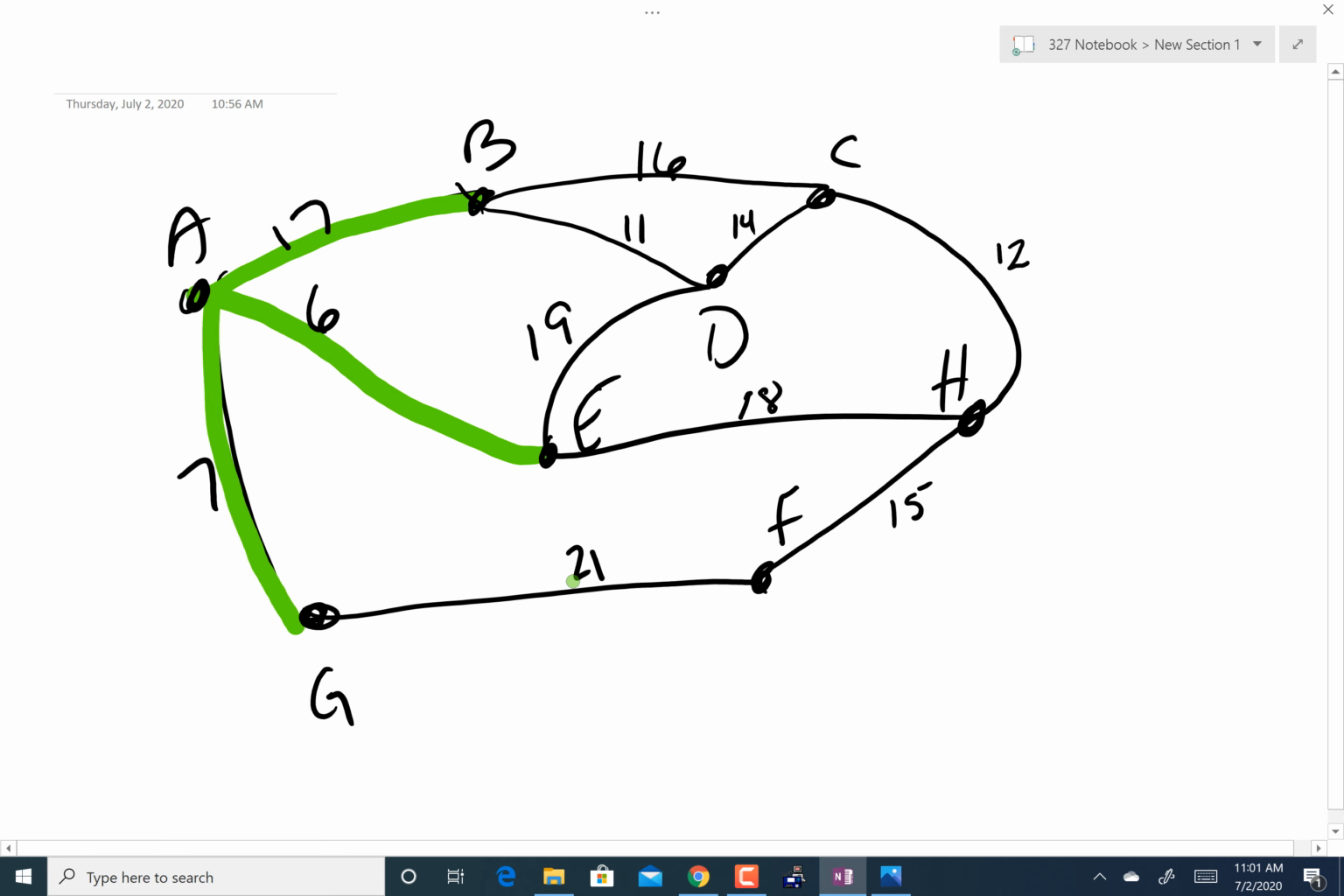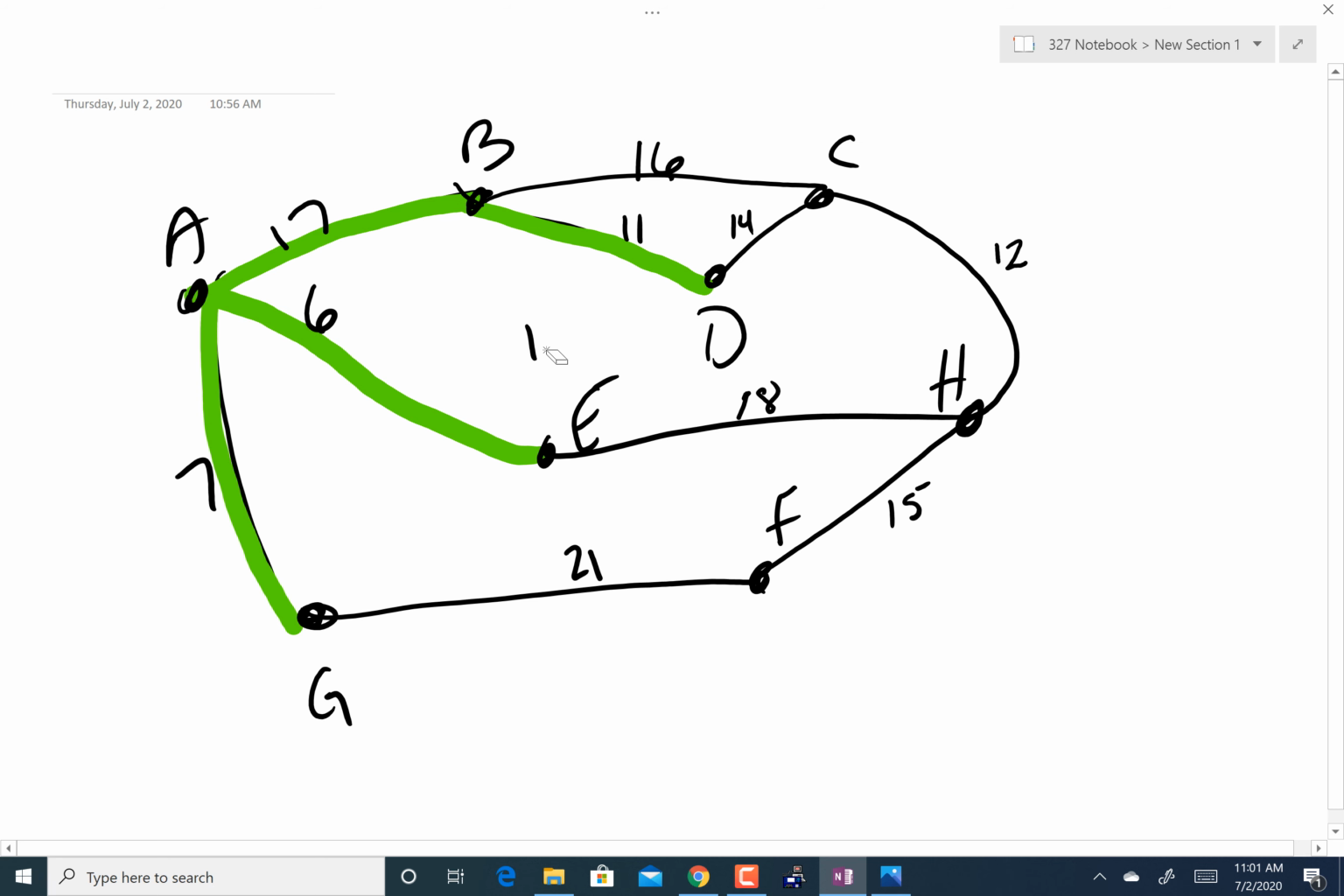All right, cool. So I'm comparing 21, 18, 19, and 11 and 16. 11 is the one I'm going to choose. Now that I've connected to D, you're not going to go back to E because that, again, would create a circuit. Wouldn't be prudent. And now I'm comparing leaving B, leaving D, leaving E, and leaving G. So it's 21, 18, 14, or 16. 14 is the next smallest, which means I'm getting rid of that side there.